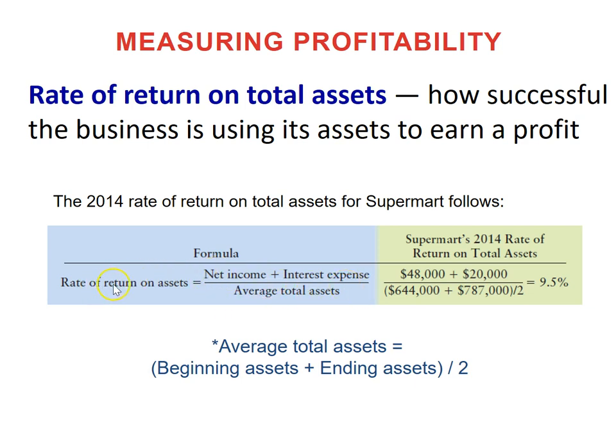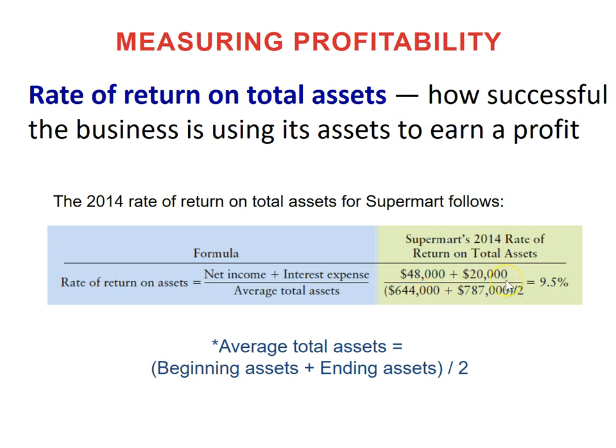So for return on assets, or ROA, the numerator should be net income plus interest expense. You are adding back your interest. That means what your net income would be if you didn't have any debt or didn't need to pay any interest. And then you divide it by the average total assets. How could you get the average total assets? You take the past year's assets plus the current year's assets, and then you divide it by 2.